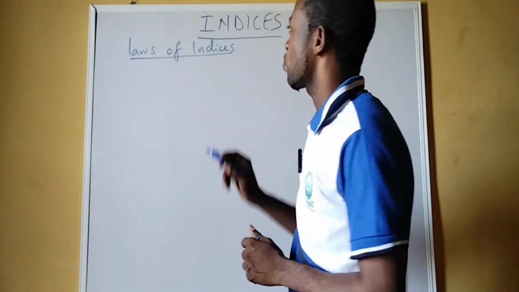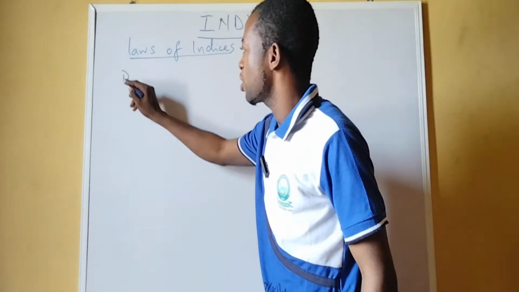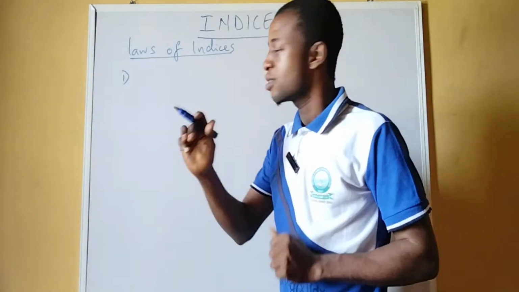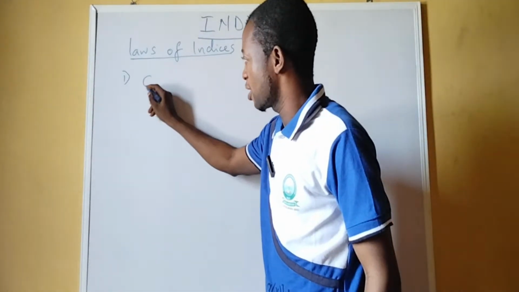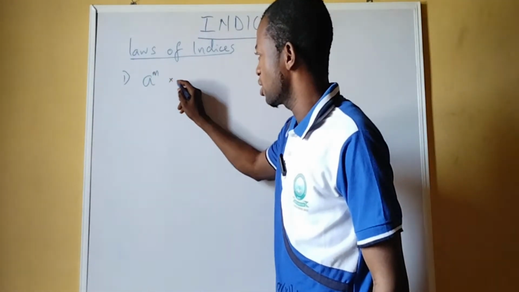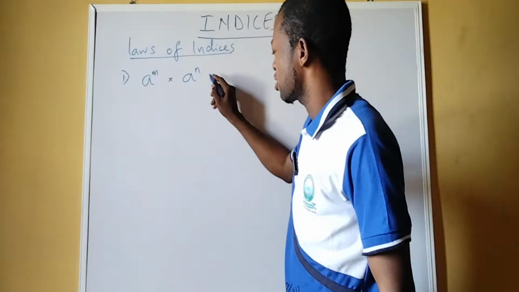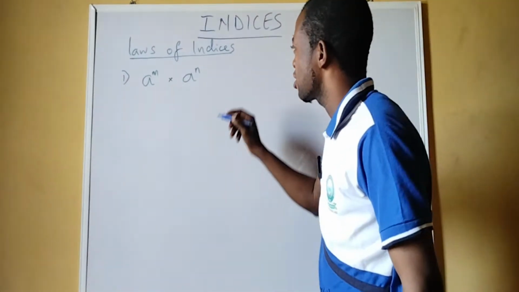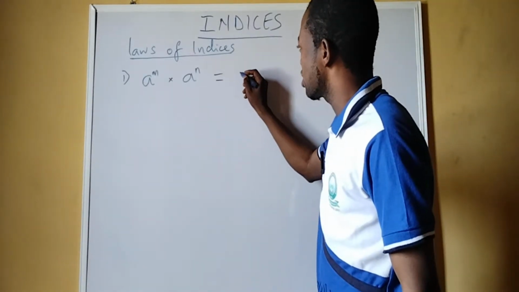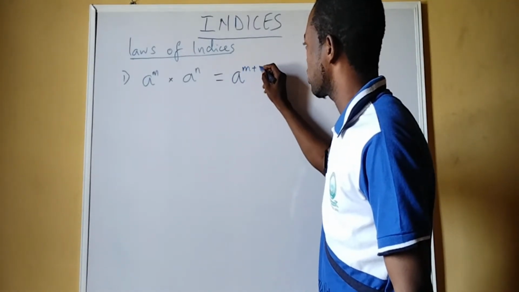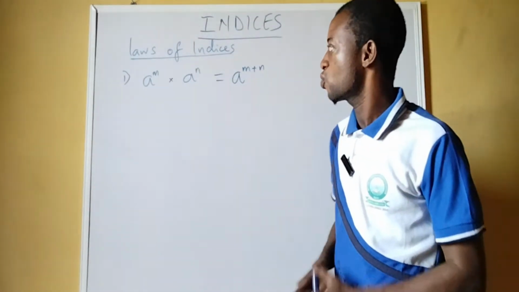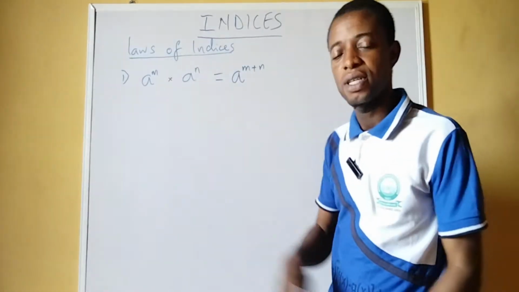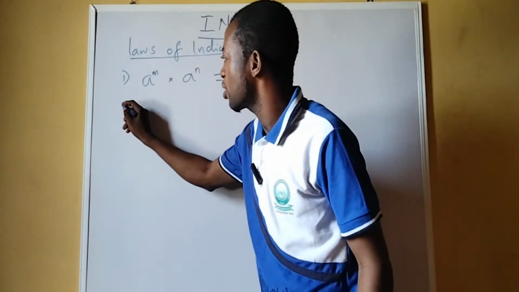Now, let's consider these laws. The first one we have is the product law. When we have the same number with the same base multiplying, like a raised to power m times a raised to power n, where a, m, and n are integers, this can be written as a raised to power m plus n. So that's the first law. When we are multiplying the same base, we can add the indices together.